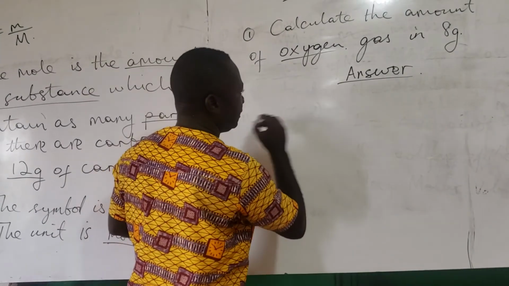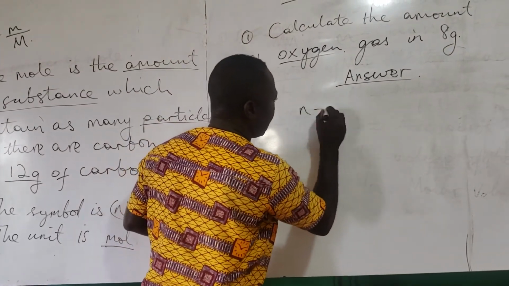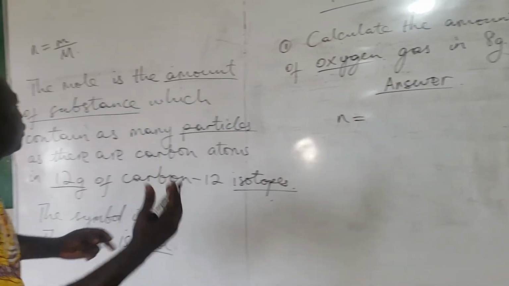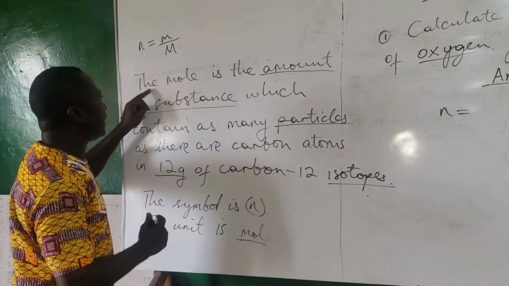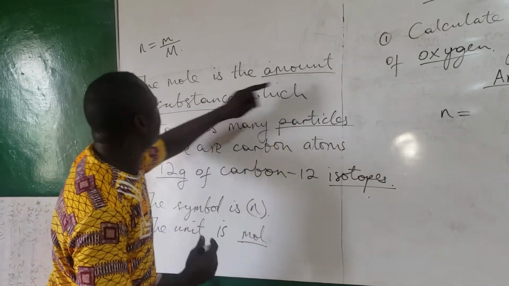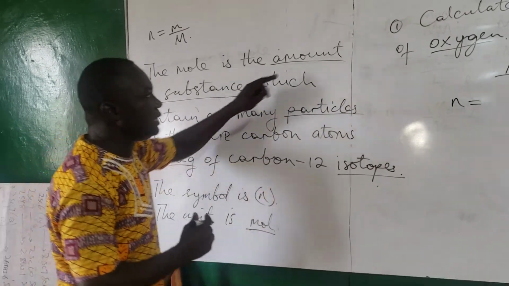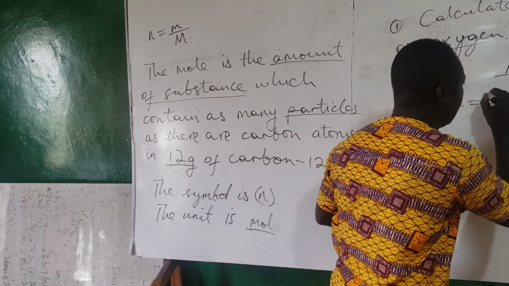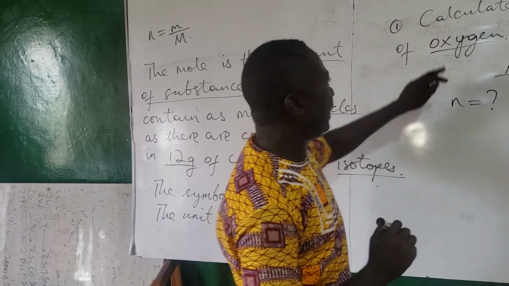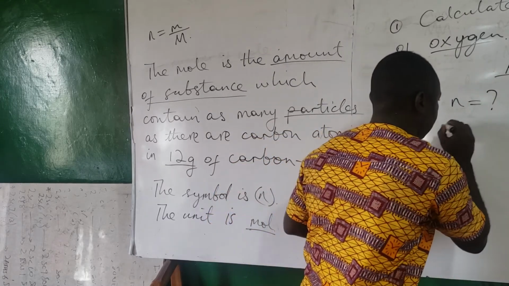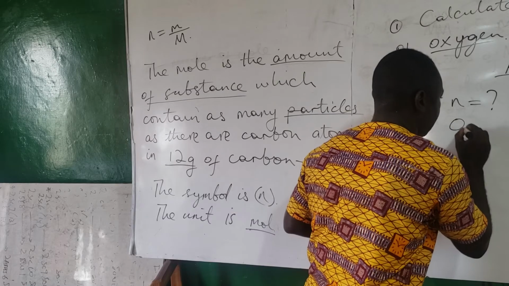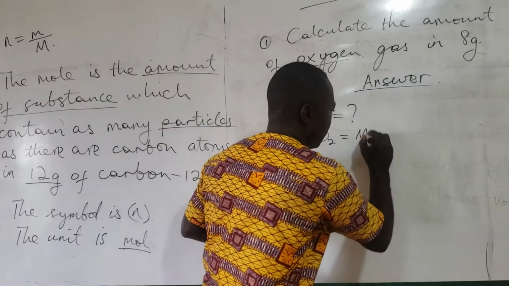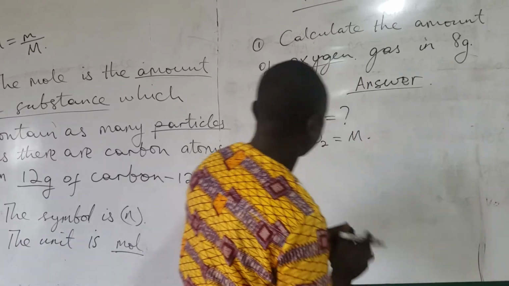So the first thing is how to solve the question. It says calculate the amount of. And when they ask you to calculate the amount of, it means the mole. The mole is the amount of substance, meaning the amount of that substance is what you are demanding to calculate. So here, the mole is what we are demanding to calculate. And the substance is the oxygen gas, which is diatomic. You have to calculate the molar mass of it.